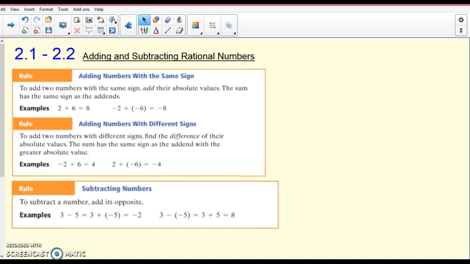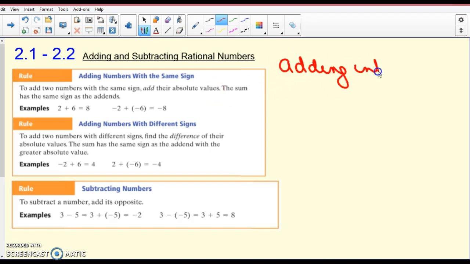Adding integers, okay? Adding numbers with the same sign. To add two numbers with the same sign, you add their absolute values. The sum has the same sign as the addends. If they are different signs, you subtract and take the sign of the larger. I like to say this: when you are adding integers, think money. And if I'm writing this down, you should be writing this down. Think money.